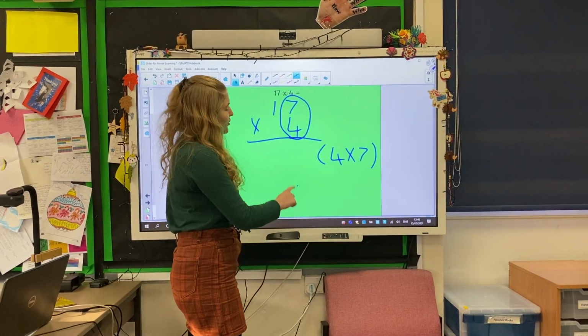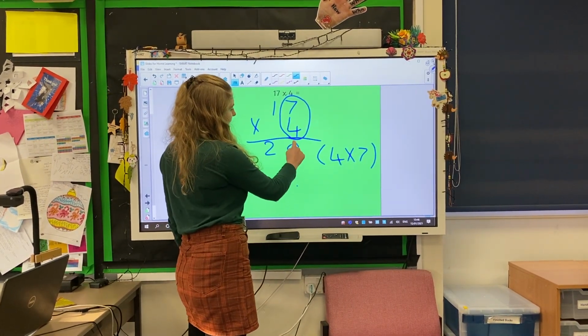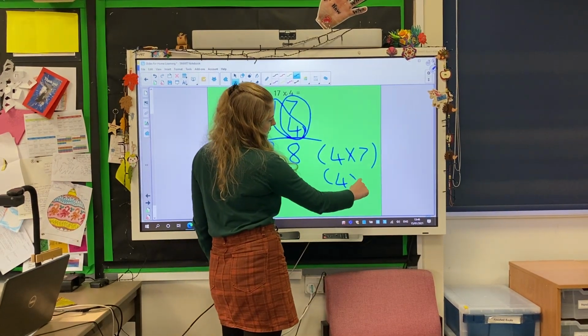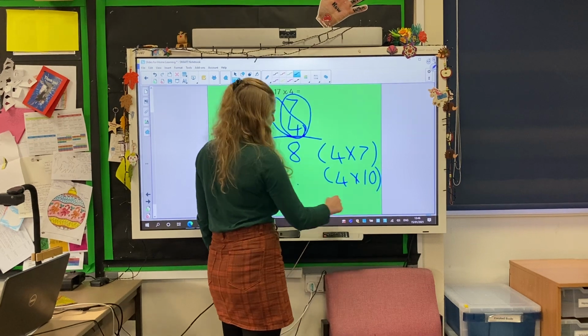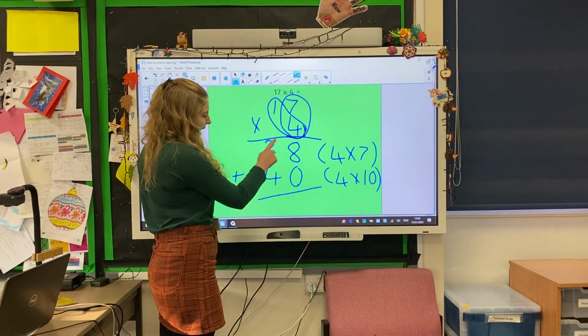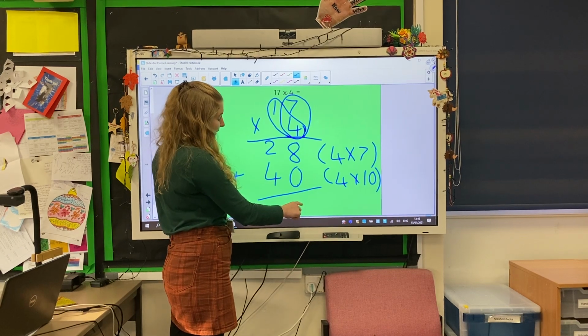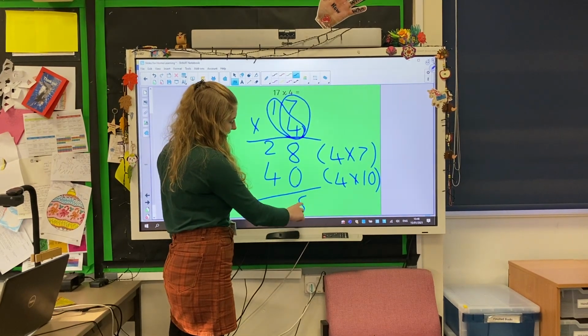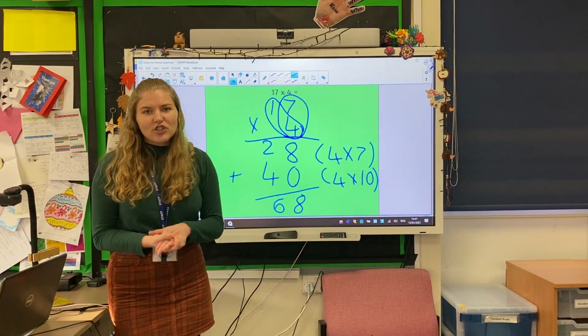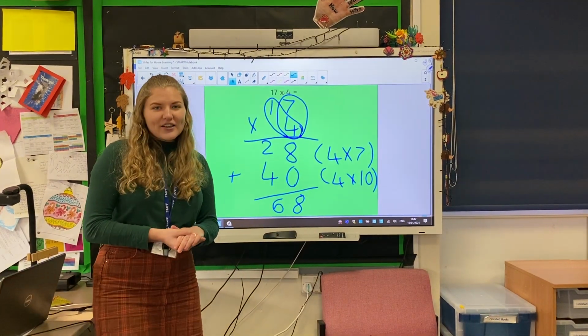Which I'm sure you can all tell me is 28. And then we need to do 4 times 10, which I'm sure you can all tell me is 40. Okay, so let's add those up. 0 add 8 is 8. 2 add 4 is 6. So the answer to 17 times 4 is 68.